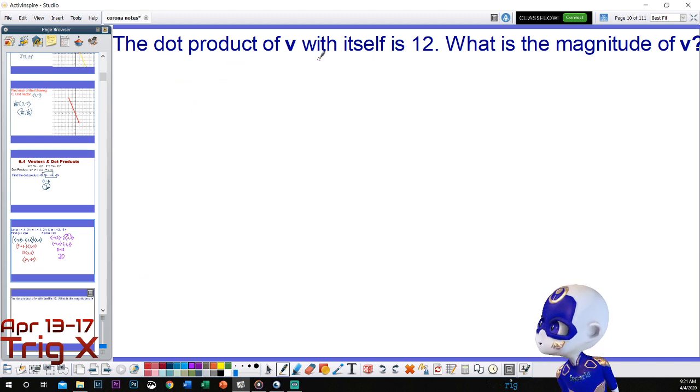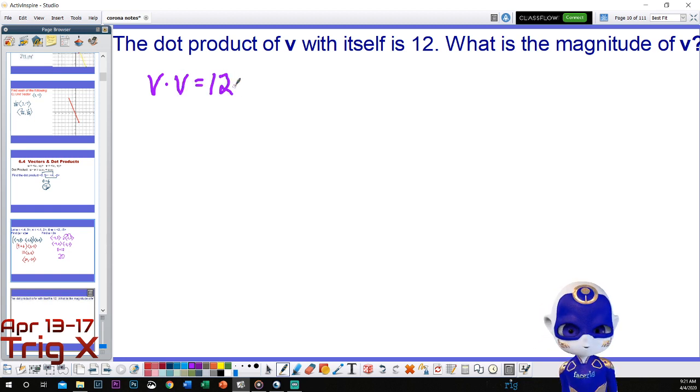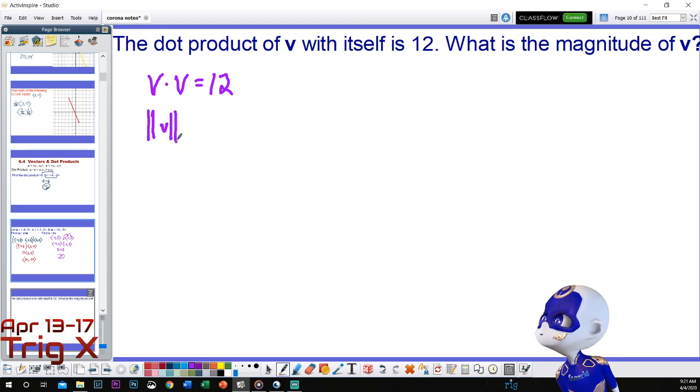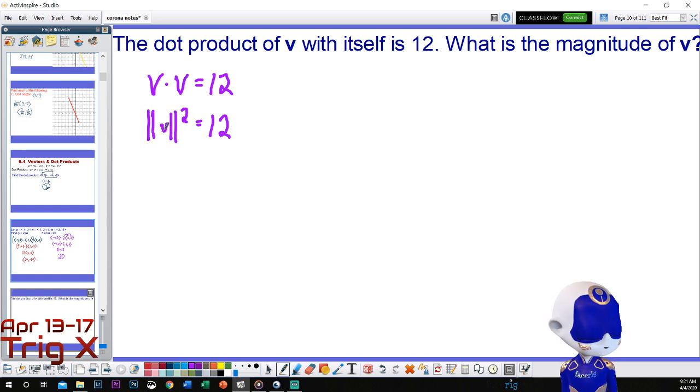On we move. The dot product of v in itself is 12. So that's the same as v dot v, right? Super easy. Now, I have a secret to tell you. When you take the dot product of any vector and itself, that's going to be the same as the magnitude squared. So v dot v is the same as the magnitude of v all squared. This is going to come in handy for some of the problems we're doing in the future.